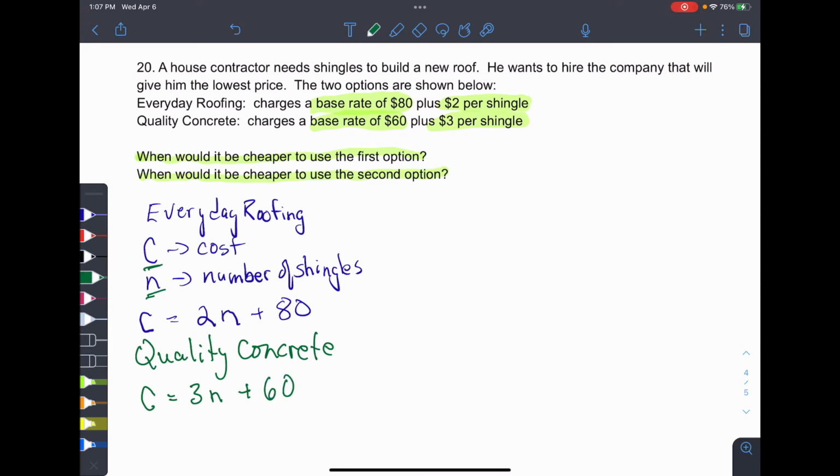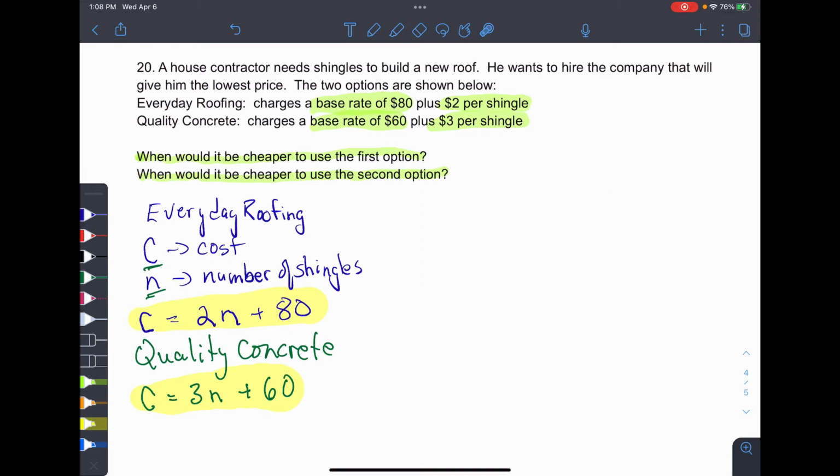Okay, so we have two equations. Let's highlight them. We have this one here for Everyday Roofing, and we have this one here for Quality Concrete. So now we can get to the questions. The first question, when would it be cheaper to use the first option? So before we answer that, what's good to know is, what is the boundary? What is the case where the two companies would charge us the same? Because if we go more shingles than that, one company will be cheaper, and if we go less shingles, the other company will be cheaper.